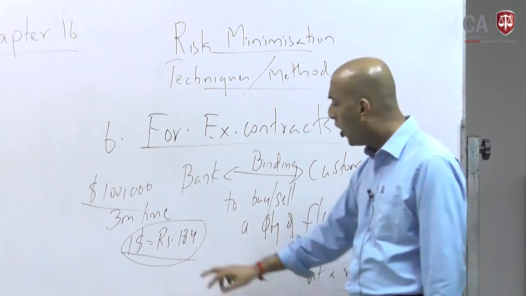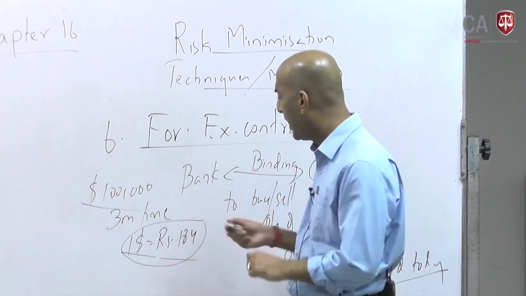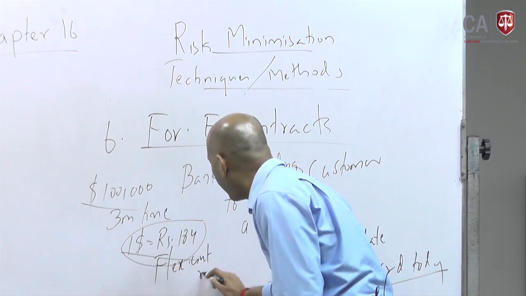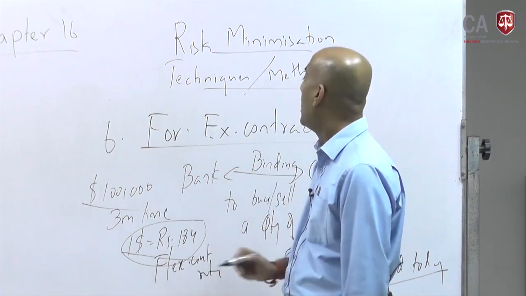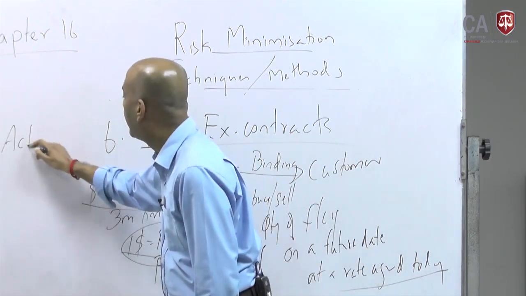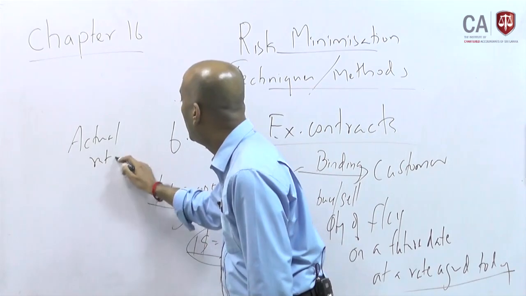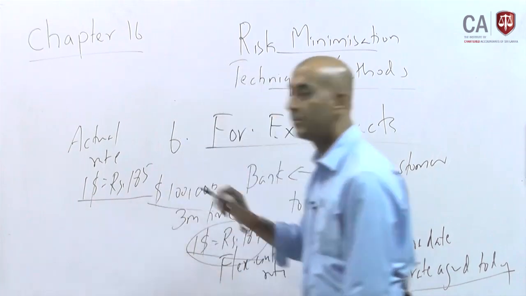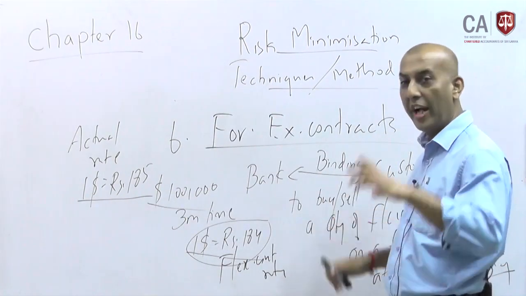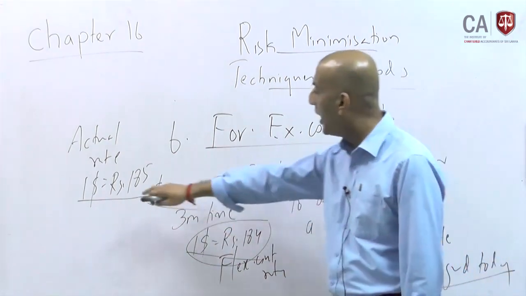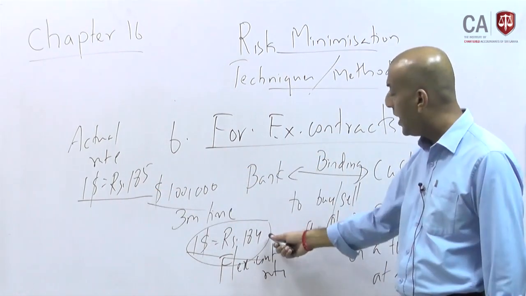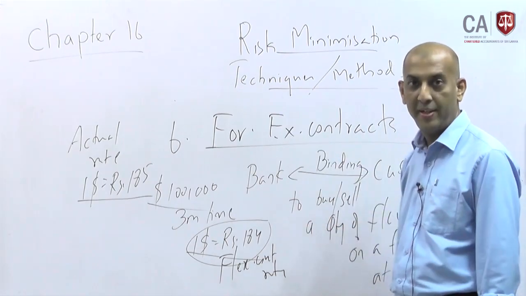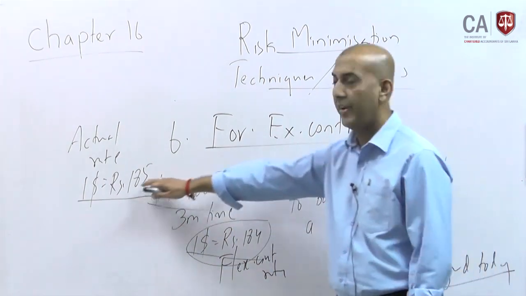In 3 months' time, your dollar rate is the actual dollar rate. This is your forward exchange contract rate, $1 at 184. Assume that the actual exchange rate in 3 months' time is $1 at rupees 185. Today you have agreed with the bank that you will buy the dollars at 184 in 3 months' time. But in 3 months' time the actual rate is 185.